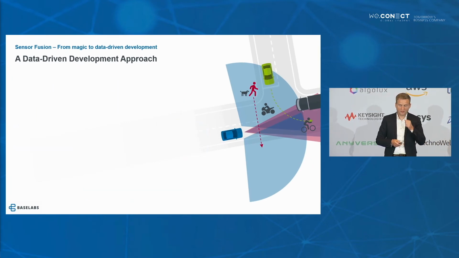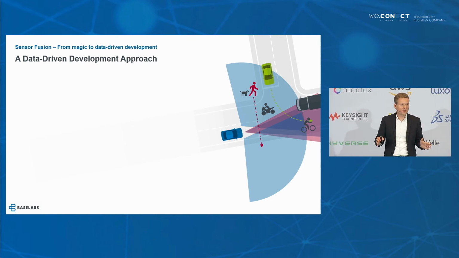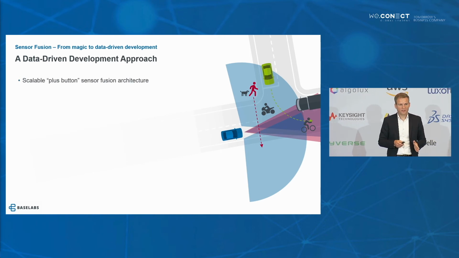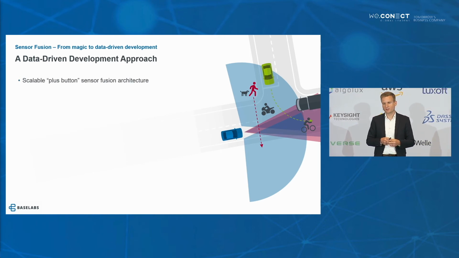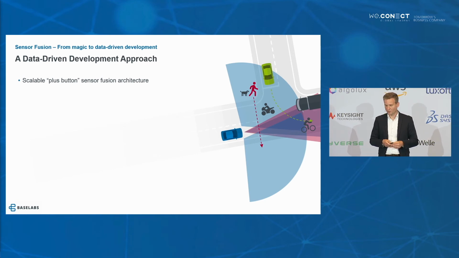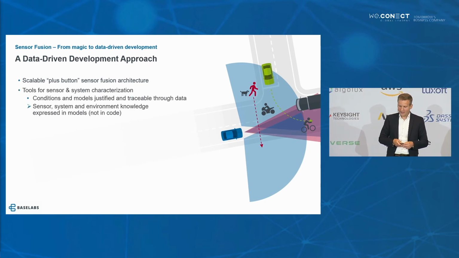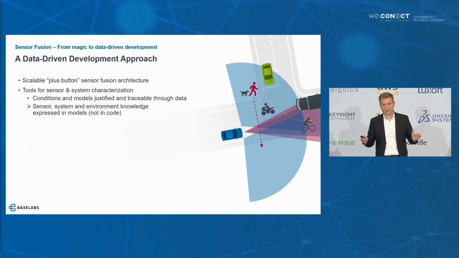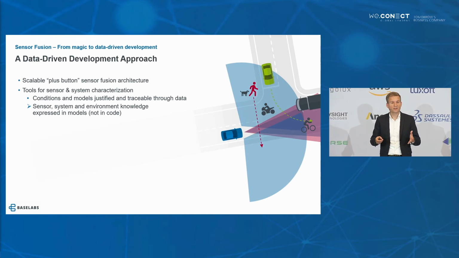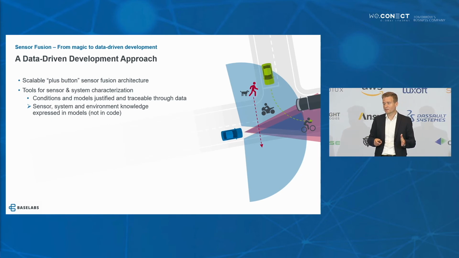Let me conclude my talk and summarize what we actually need in order to have such a workflow. First, we need a scalable sensor fusion architecture that contains this plus button that I've just shown to you. With that plus button, we can add all the models that we need to model the sensors and the systems. Of course, we need tools which do the things that I've shown to you. We need tools for sensor and system characterization so that we can justify and trace the conditions and the models via data. That's the important aspect here.